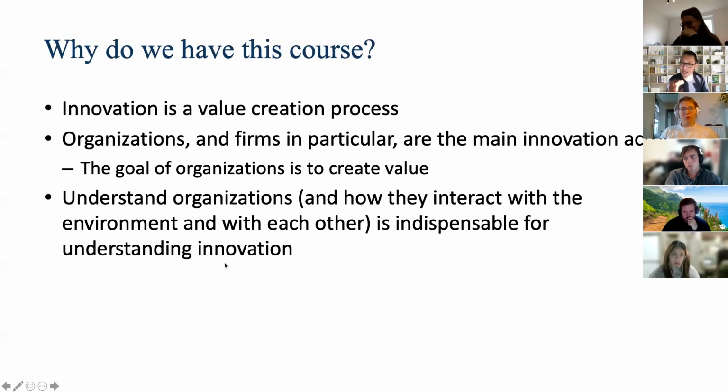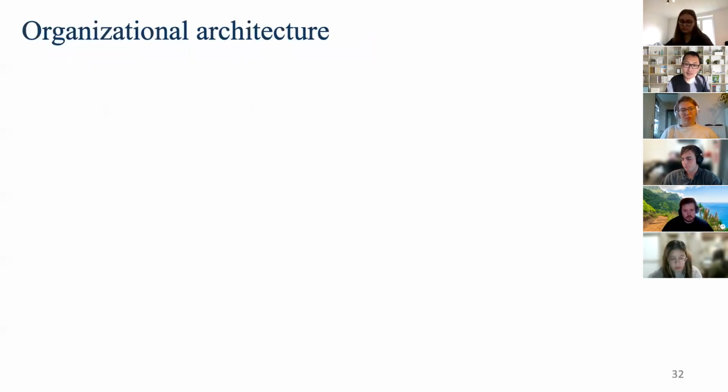Understanding organizations and how they interact with the environment and with each other is indispensable for us to understand innovation. That's why it is important to have this basic concept of organization to deepen your understanding of innovation. So now let's have a review of the important concepts, theories, and frameworks that we have covered so far in this course.